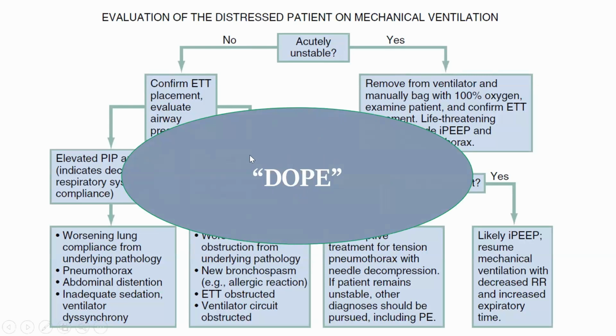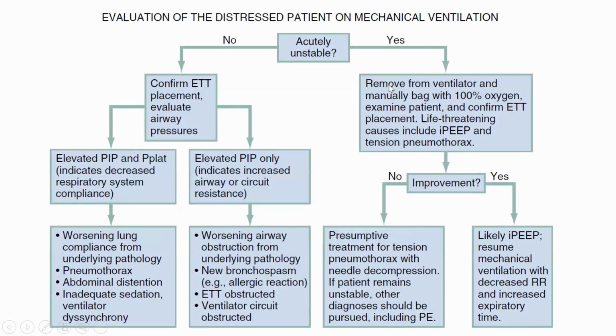So as you can see, the main aim of assessing an acutely unstable patient is navigating between the system of the patient and the machine. So the patient is a priority always. So you should segregate the patient first. That's why you should remove the patient from the ventilator, and you will start manually bagging with 100% oxygen. And you will examine the patient.